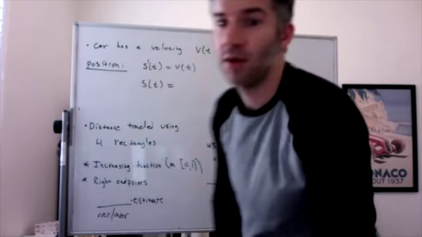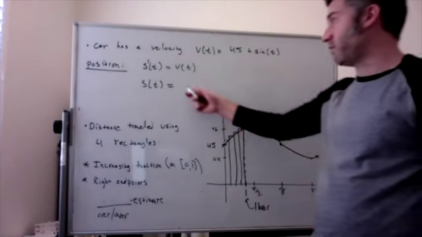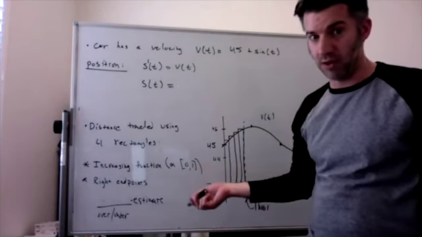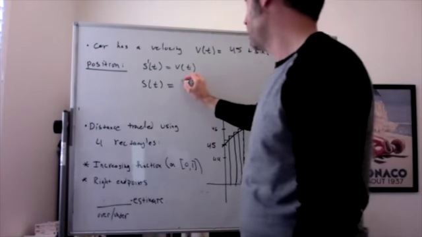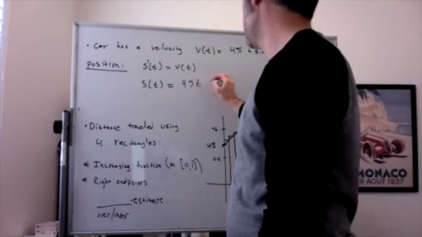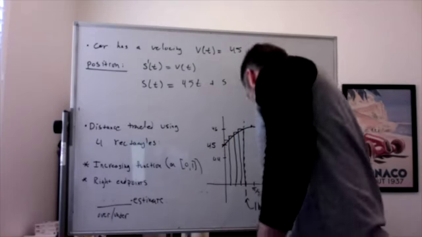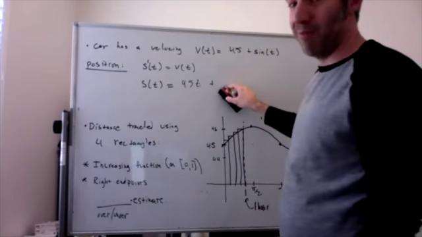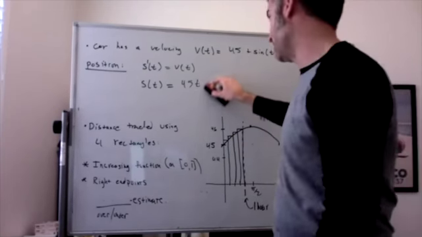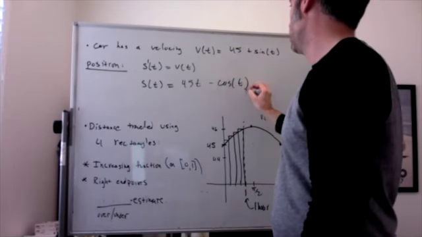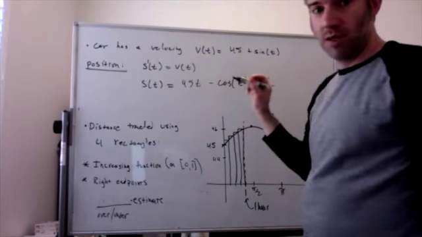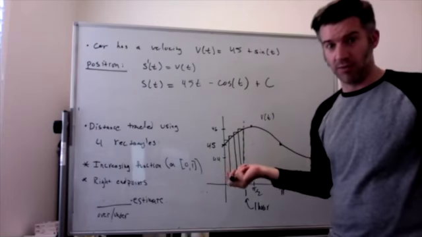So if I want to find the position function, I'm just going to anti-differentiate the velocity function. So the antiderivative of this is going to be 45t plus cosine of t. I'm sorry, minus cosine of t, right? The antiderivative of sine is negative cosine, plus c. So this was kind of a hidden initial value problem, right?